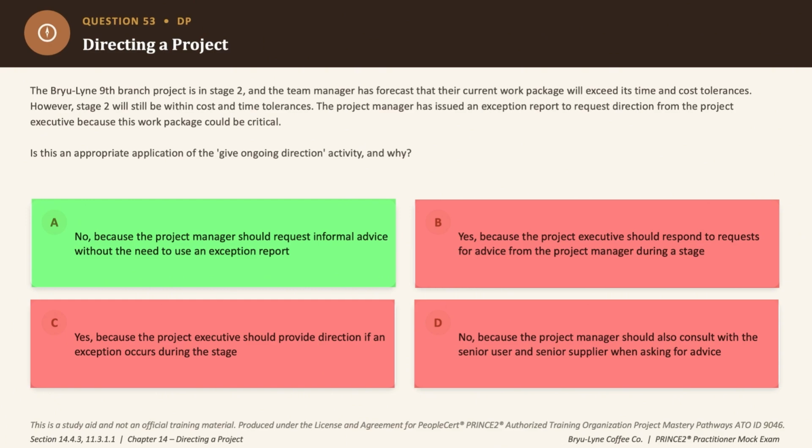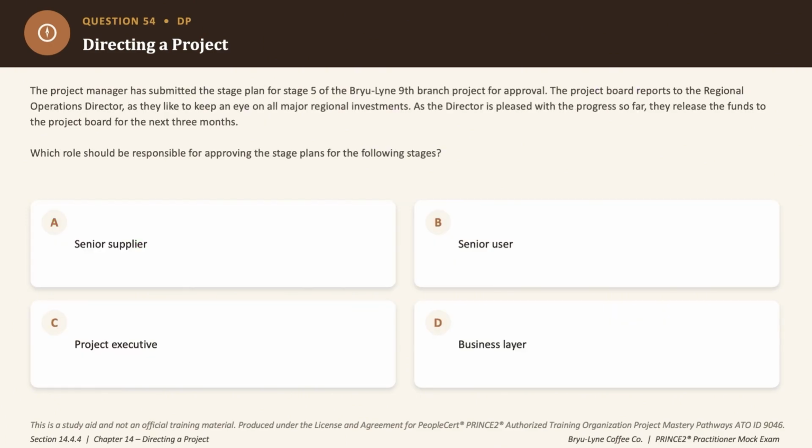Next, question number 54. So the project manager submits the stage 5 plan and the project board reports that up to the regional operations director, and the director releases funding for the next 3 months because they are pleased with the progress. Remember that the regional operations director is the project executive as well. Now the question is, which role should be responsible for approving the stage plans for the following stages?